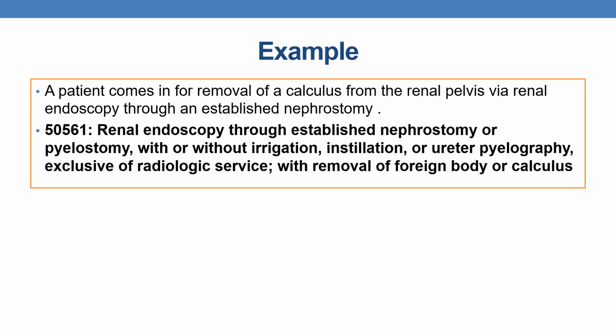Now let us say an example. A patient comes in for removal of callus from renal pelvis via renal endoscopy through established nephrostomy. So the CPT here is 50561. Renal endoscopy through established nephrostomy or pyelostomy with or without irrigation, instillation, ureteropyelography exclusive of radiological service with the removal of foreign body or callus.